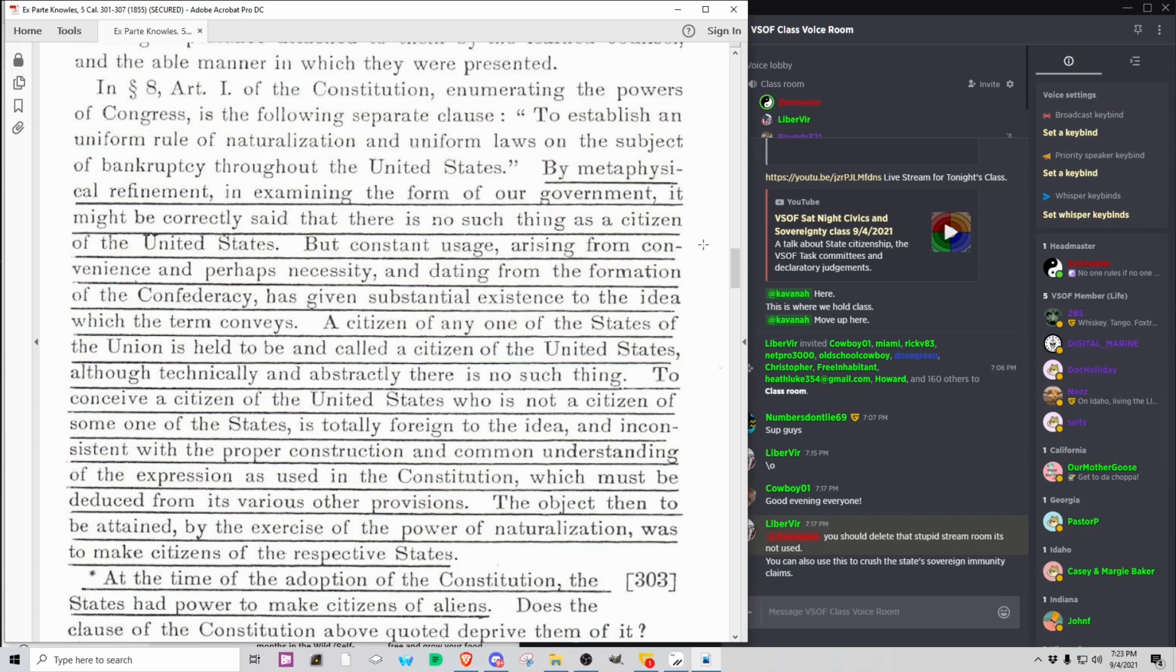To continue. A citizen of any one of the states of the Union is held to be and called a citizen of the United States, although technically and abstractly there is no such thing.